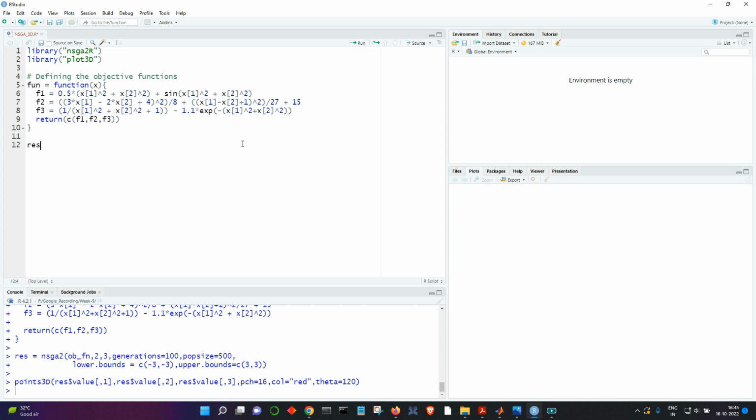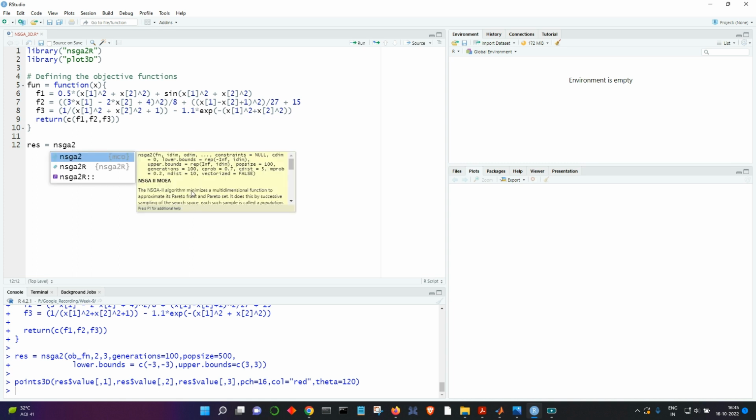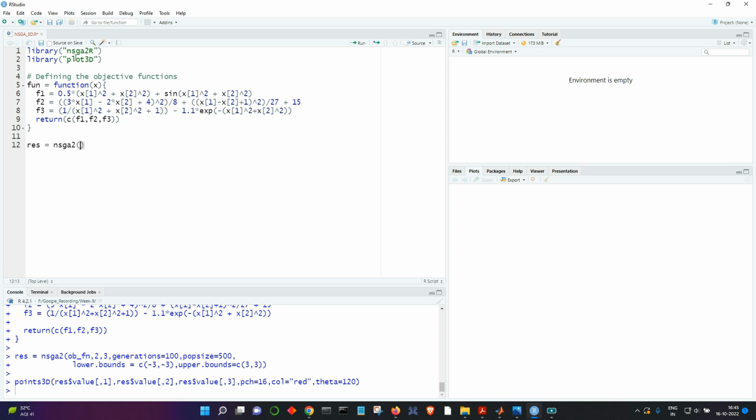And let's write the code for the NSGA, non-dominated sorting genetic algorithm. So we have NSGA2. One interesting thing about this is while importing, you import NSGA2R, but while using you do NSGA2. I was having a problem when I was actually practicing myself, so you should keep this in mind. I was giving NSGA2R and it was showing some other error. So we have to use NSGA2.